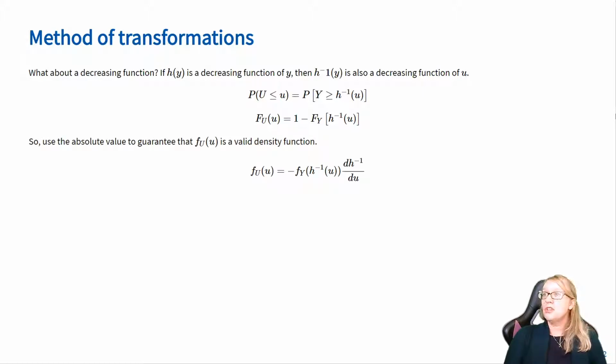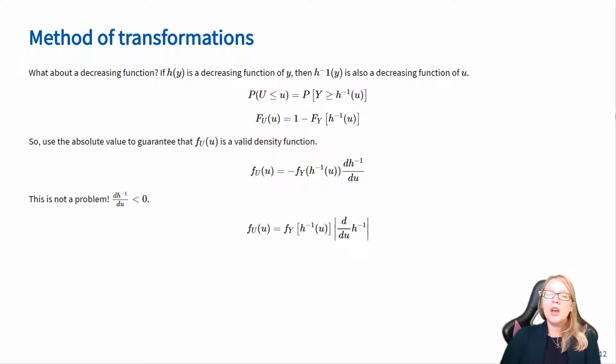So then we'll use the absolute value to guarantee that we get a valid density function. Because when we take the derivative, we have a negative here. It turns out that this derivative will also be negative because h inverse is a decreasing function. We want this to be positive. These negatives will cancel out, so we'll just use the absolute value when we write this in our formula. So we're good to go. So as long as we have a monotone function, either non-increasing or non-decreasing, we are good to go, just plugging in.